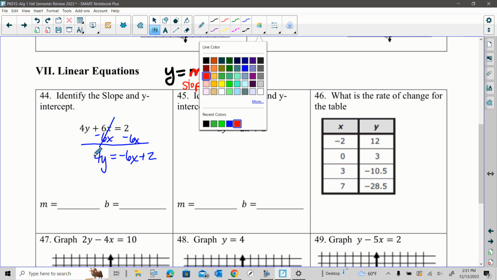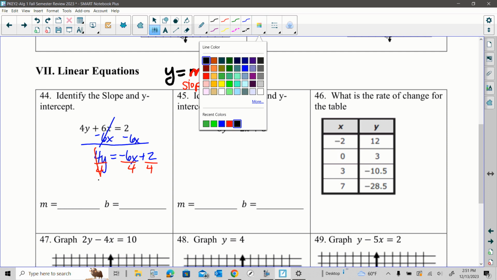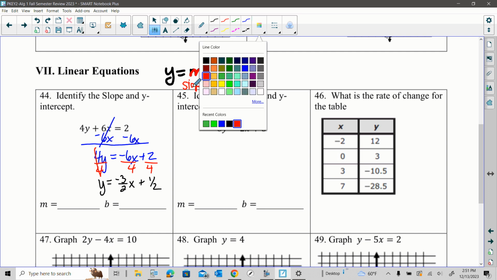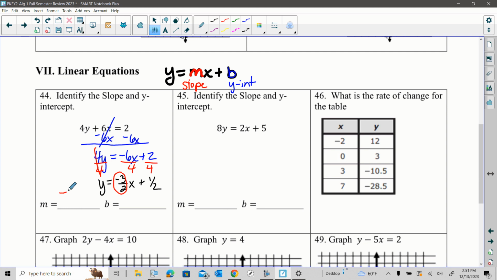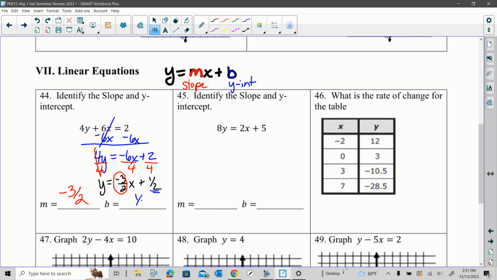Now, we still have this coefficient with the y. We have to divide everything by that coefficient, the number in front of y. So we're dividing by 4. And this cancels. But we have to simplify this. We can't just keep it improper, not reduced. So this final answer would be y equals -3 over 2 x plus 1/2. And we should see that the slope, which is always the number in front of x, is the -3 over 2. And the y-intercept, which is being added or subtracted, is the 1/2.